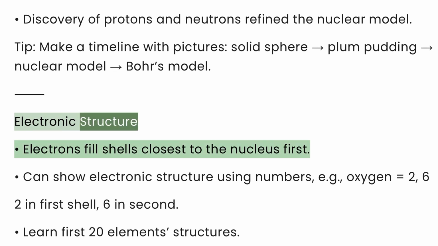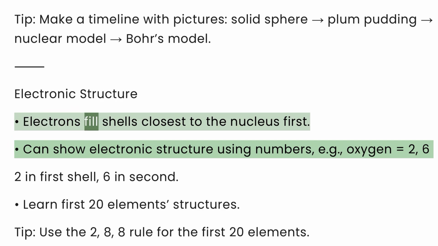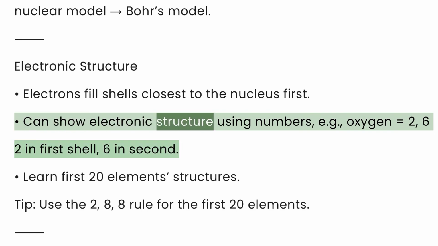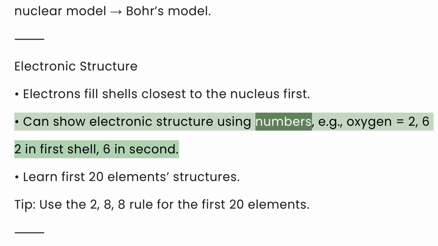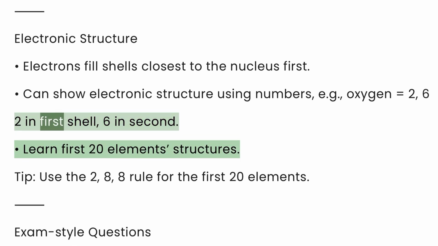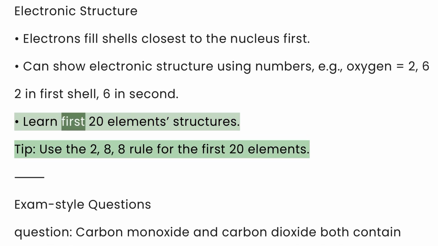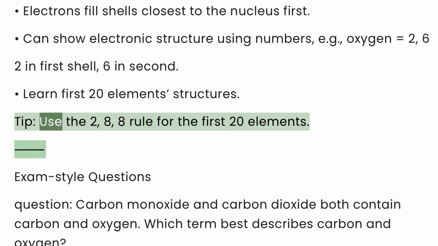Electronic structure. Electrons fill shells closest to the nucleus first. You can show electronic structure using numbers, e.g., oxygen equals 2, 6: 2 in the first shell, 6 in the second. Learn the structures of the first 20 elements. Tip: use the 2, 8, 8 rule for the first 20 elements.